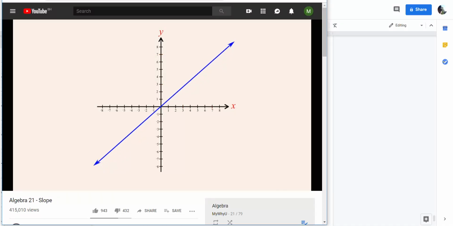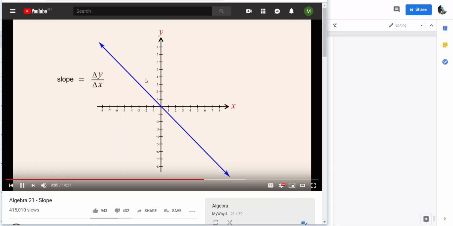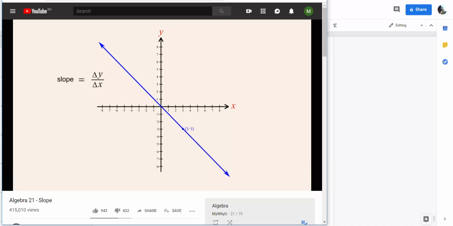As a second example, let's calculate the slope for a line which runs through the pair of points 3, negative 3 and 7, negative 7. Once again, delta y is the y-coordinate of the right point minus the y-coordinate of the left point.